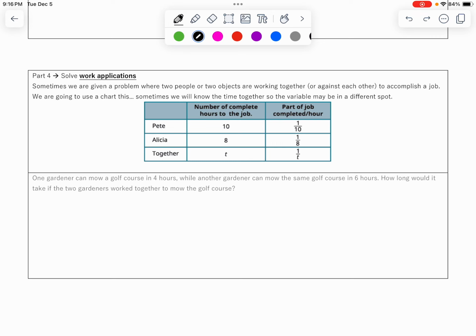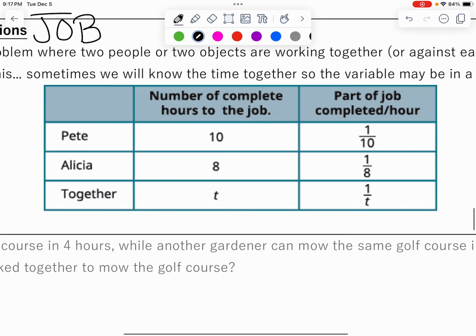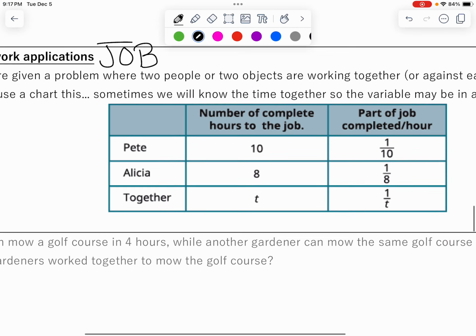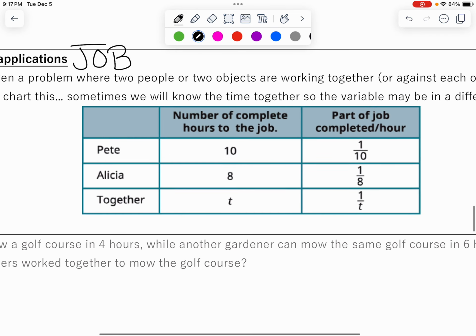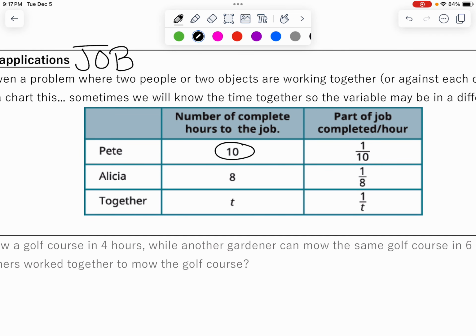Okay, work applications means you're going to have a job and the job needs to get done. So, let's say that Pete has to complete a job, and I don't even think I know what this particular job was. Pete's going to complete a job, but it takes Pete 10 hours. It takes Alicia 8 hours.